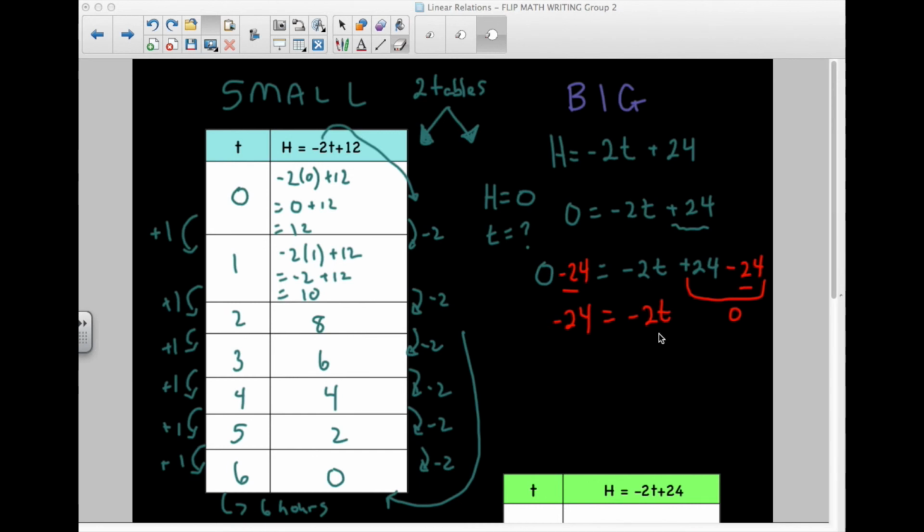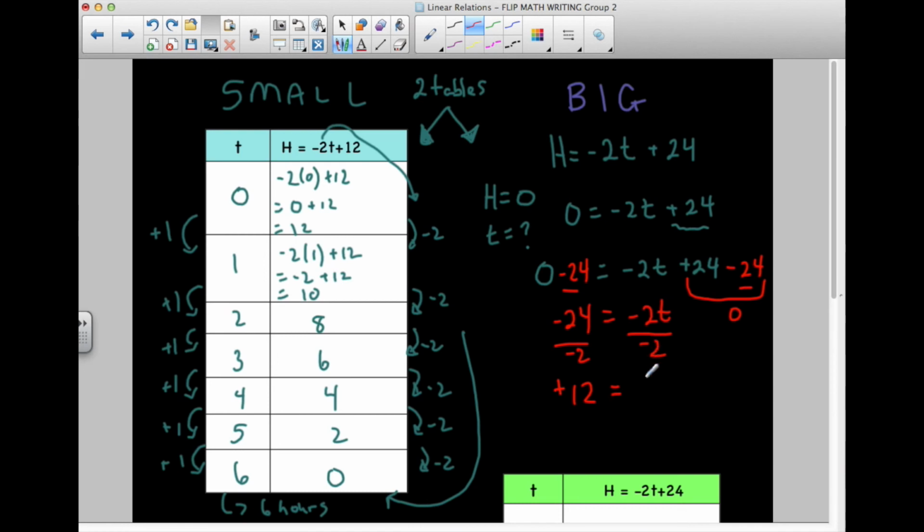So what do I divide by? Well, I always divide by whatever's attached to our variable. So I'm going to divide by what number? Yeah, you're right, minus 2. Whatever I do to one side, I have to do to the other. Minus 24 divided by minus 2. Well, a negative divided by a negative is going to be a positive number. And 24 divided by 2 is 12. 2 divided by 2 is 1 times t. So we're left with 12 is equal to 1 times t, which is just t. So now we know that our big candle is going to burn for 12 hours.